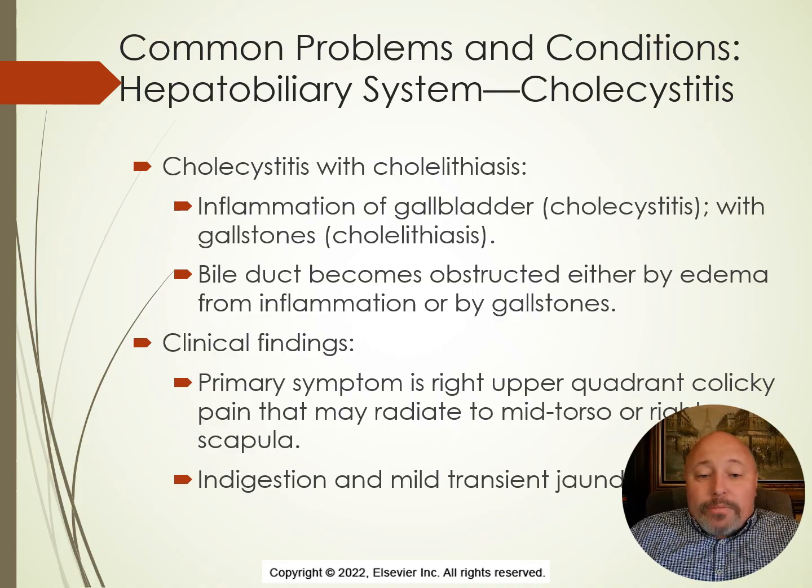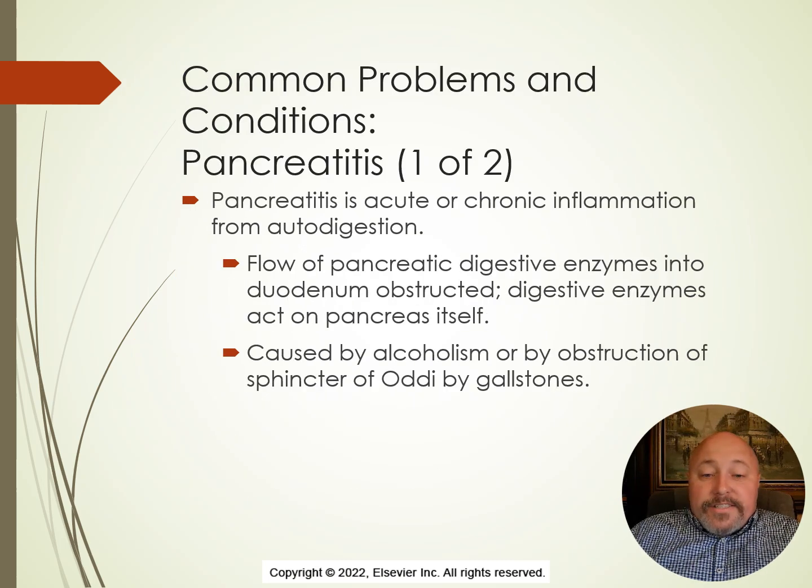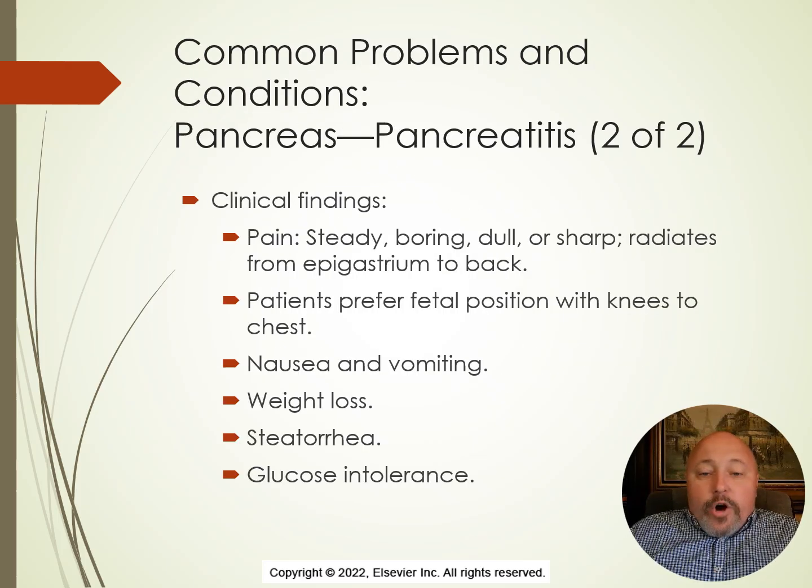Cholecystitis, or inflammation of the gallbladder. This could be a result of gallstones, the bile duct becoming obstructed either by edema or inflammation. Pancreatitis is acute or chronic inflammation and deals with the flow of the pancreatic digestive enzymes into the duodenum becoming obstructed. These digestive enzymes then act on the pancreas itself. The hallmark signs of pancreatitis are going to be a steady, dull, or sharp pain radiating into the epigastrium to the back. Patients prefer the fetal position with knees to chest, and one teaching you will see is having them sitting in semi-Fowler's with their knees bent.